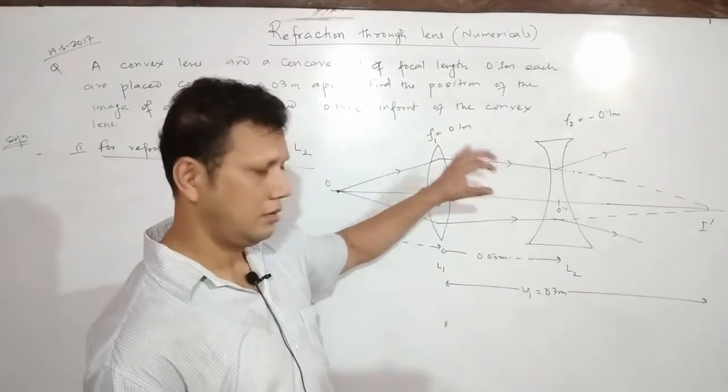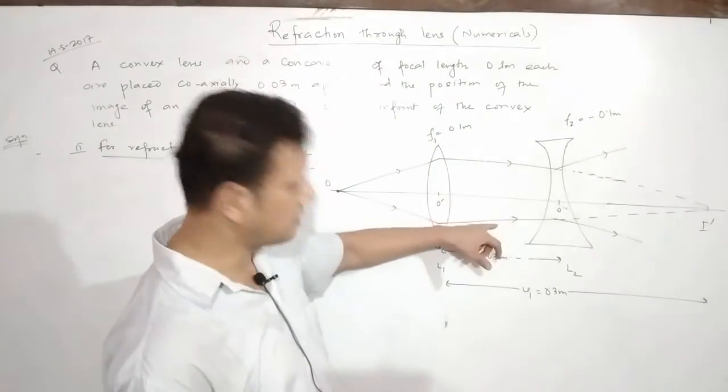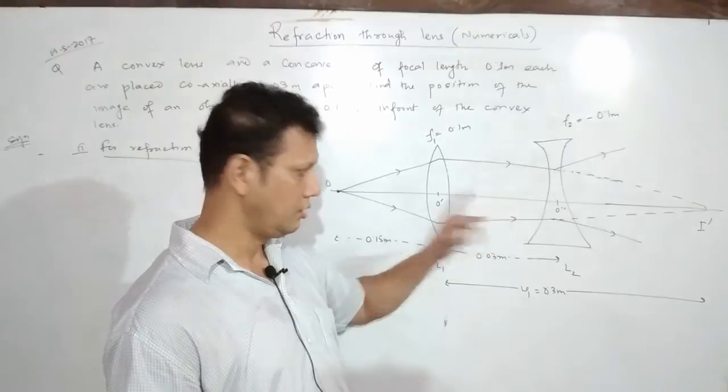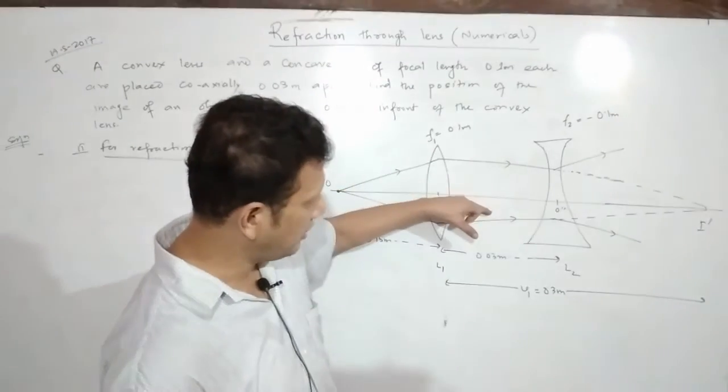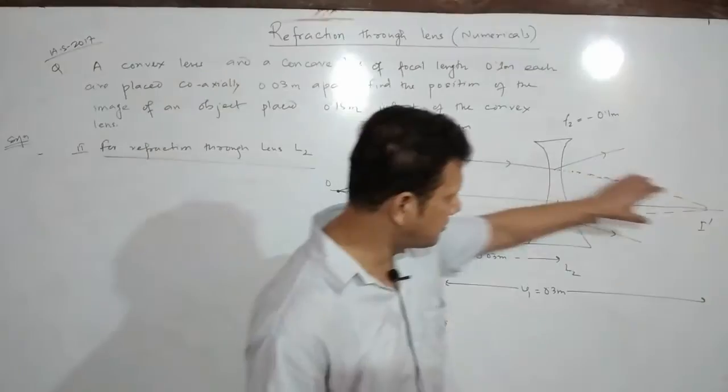These two rays cannot come from any real object. But what happens? These two rays can converge up to this point.